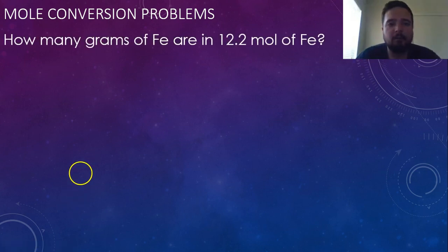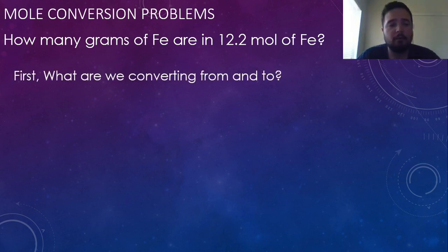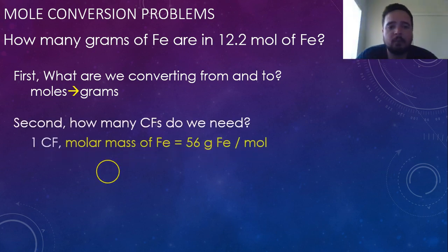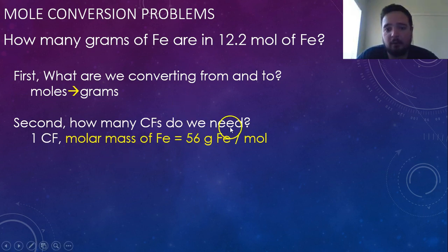How many grams of iron are in 12.2 moles of iron? Well, first, what are we converting from and to? We have to ask ourselves that. We're converting from moles to grams. Okay. So since we're given moles, we're going just to grams. We only have to use one conversion factor. And the molar mass is what's used because it includes the grams of iron for every 1 mole of iron.